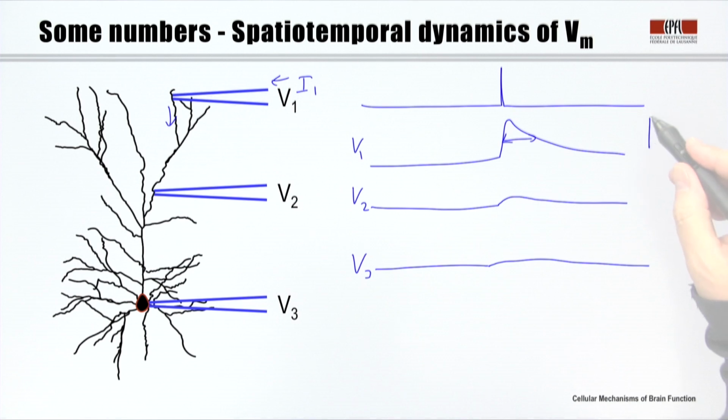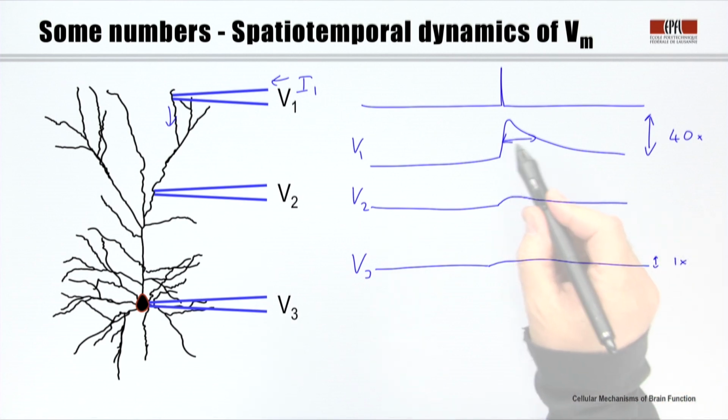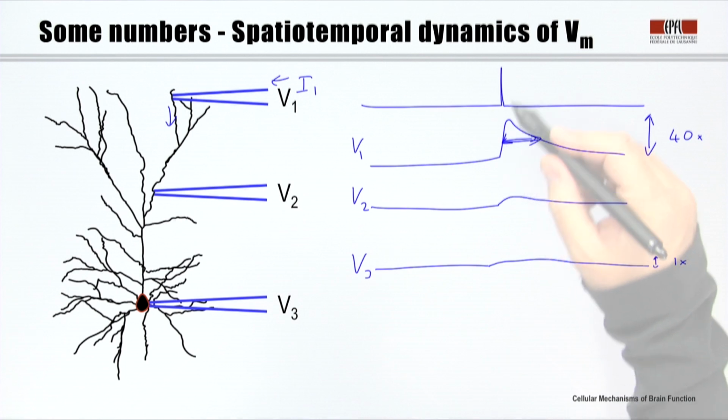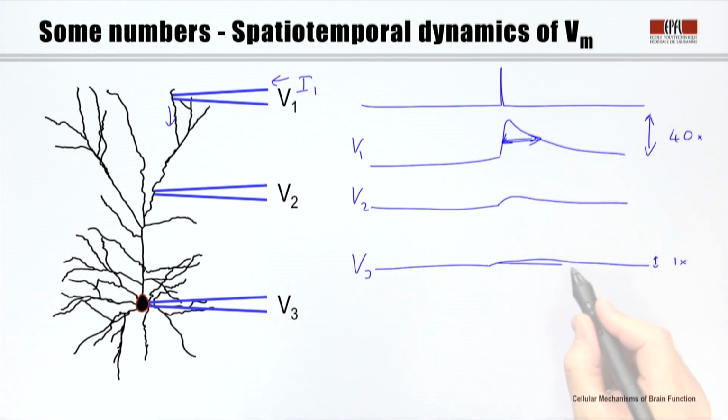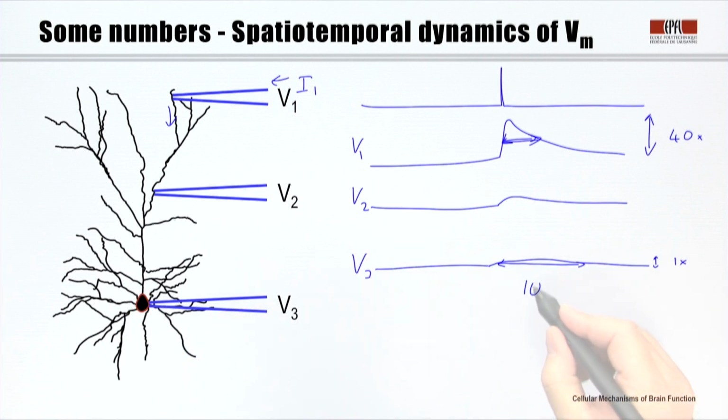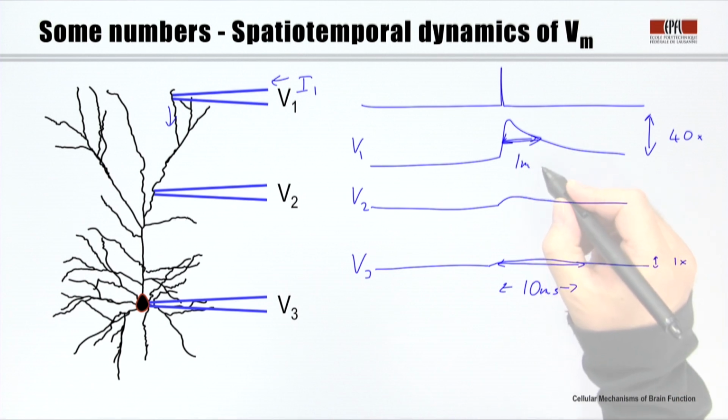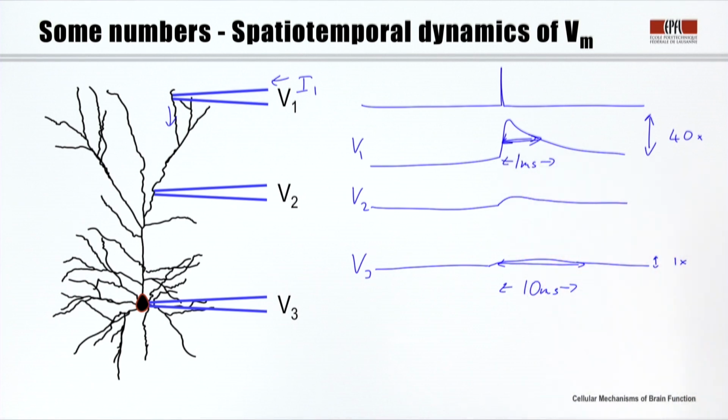The amplitude might be 40 times larger at distal dendrites compared to what we see at the soma, and equally the time course here, which is fast, will be much more extensive at these small membrane potential fluctuations. Here at the soma we may have around 10 milliseconds in terms of the half-width of membrane potential changes, whereas here at the distal dendrites we probably have time constants that are much closer to 1 millisecond.